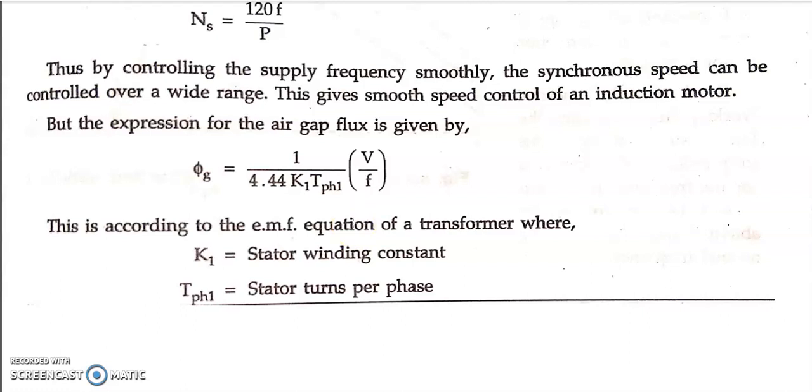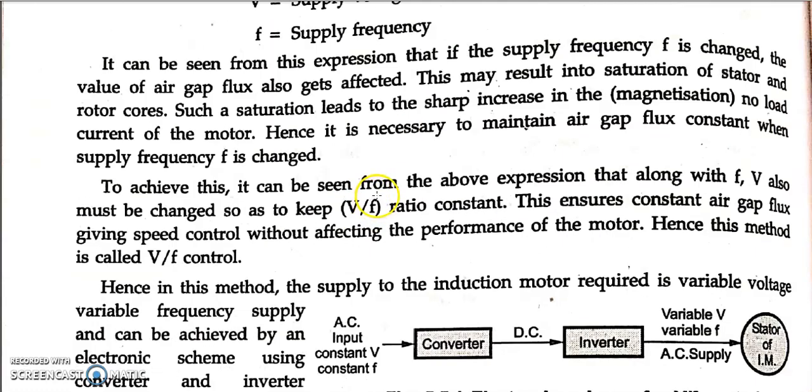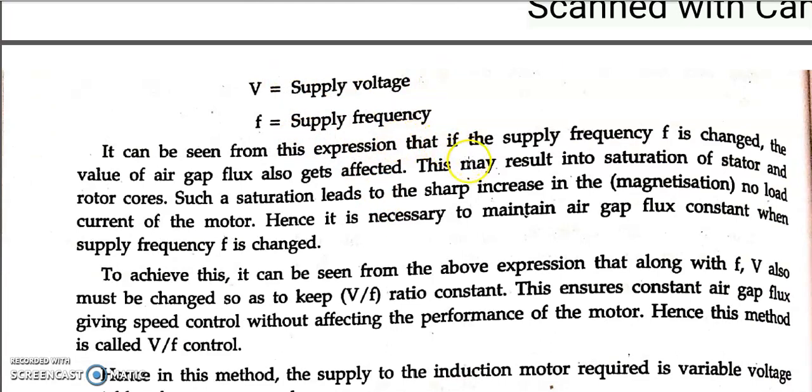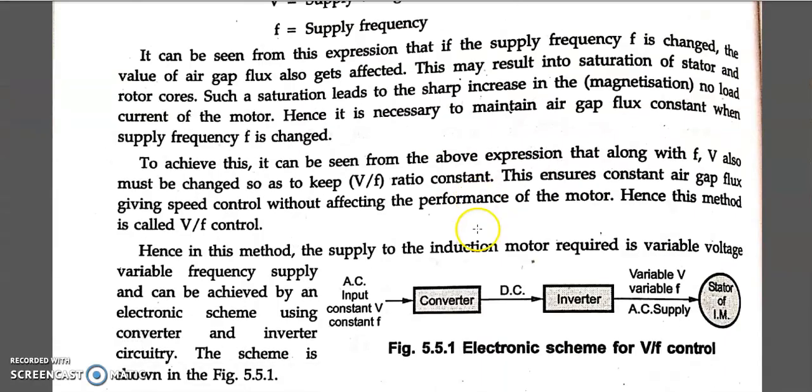If the interaction diminishes or changes, then it severely affects the performance of the induction machine. So we need to maintain the air gap flux always constant in terms of magnitude. That's why we supply voltage and supply frequency.